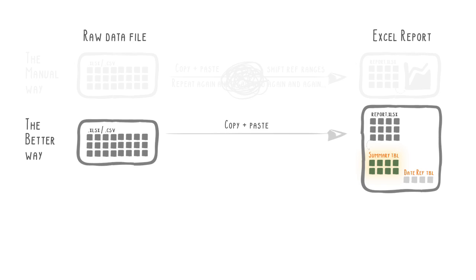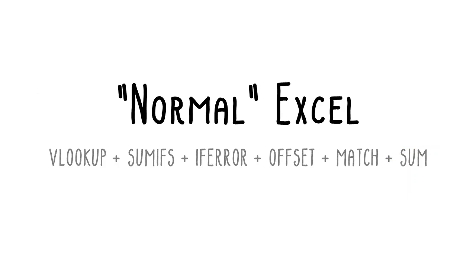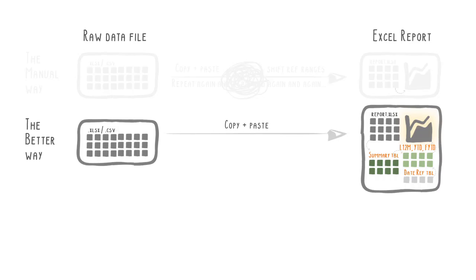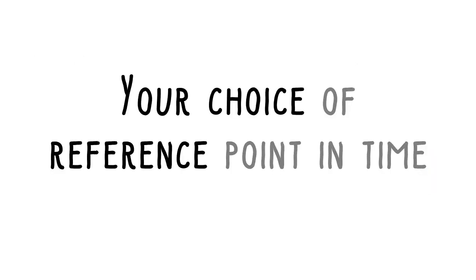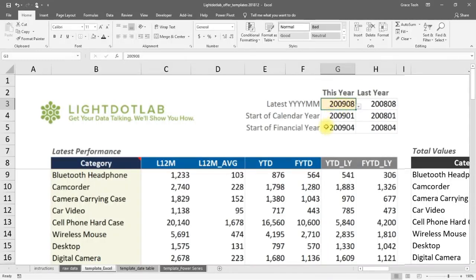In parts 2 and 3, we dynamically calculate last 12 months, year-to-date, financial year-to-date using a combination of VLOOKUP, SUMIFS, IFERROR, OFFSET, MATCH, and SUM. What's cool about this template is that it allows you to quickly and easily update the calculations based on your choice of reference point in time. For example, you could set the latest date to 2009-08 and get year-to-date figures calculated as of August 2009.